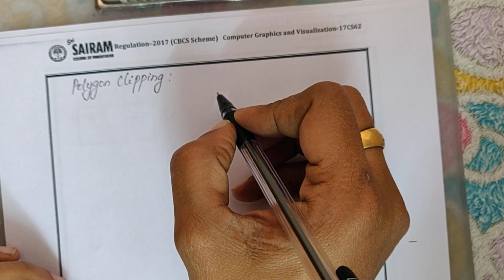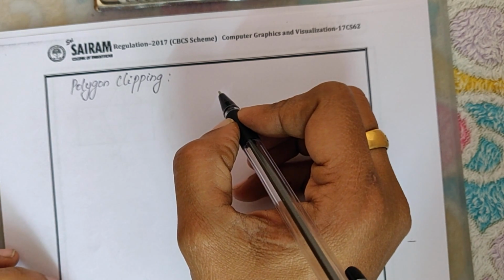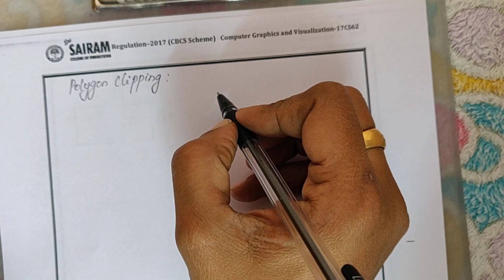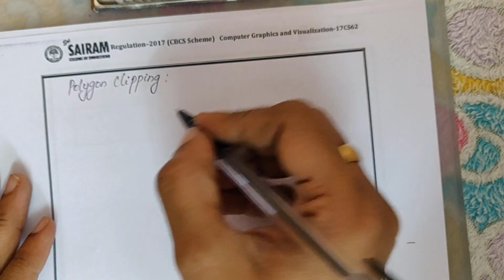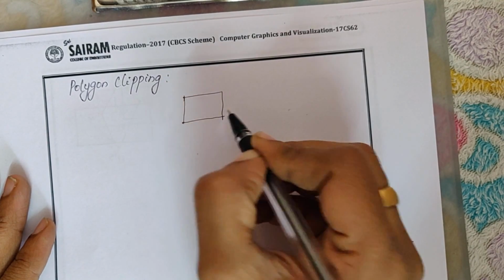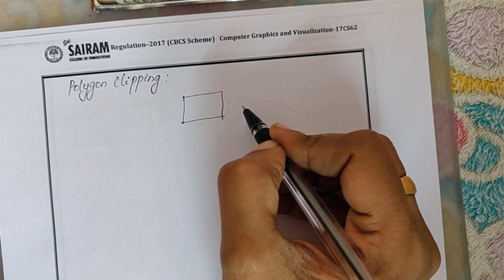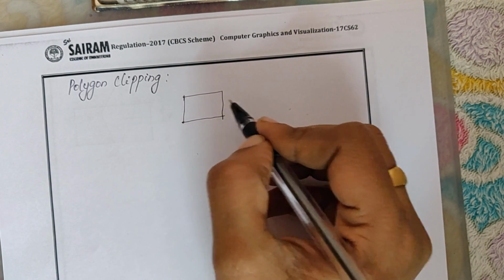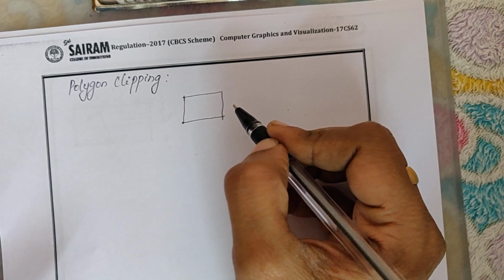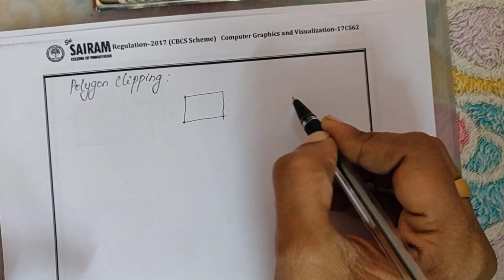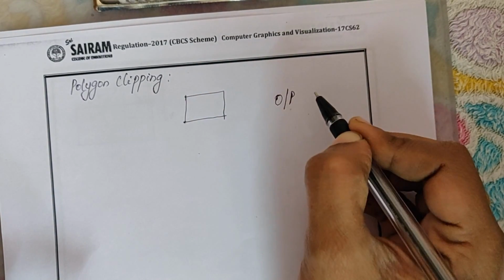Clipping is a procedure that identifies the portion of an image that is either inside or outside of a specified region. This specified region we'll call the clipping window. We could design our clipping window in any size, any shape and in any orientation, right? The portion of the image that is inside the clipping window will be seen in your output.